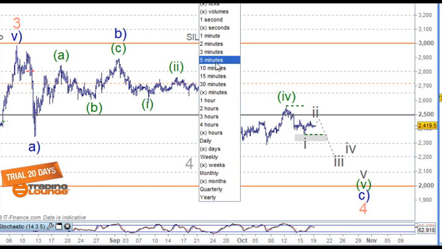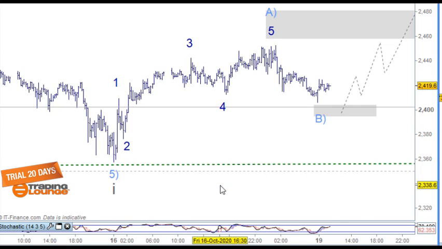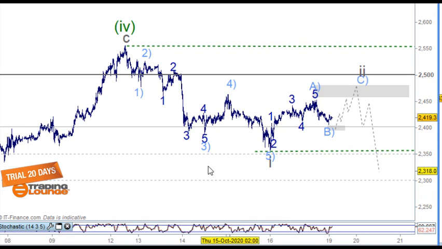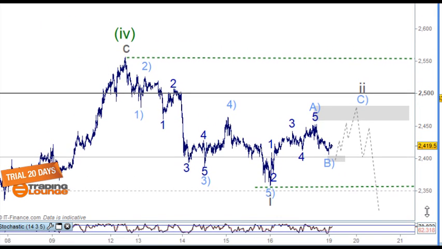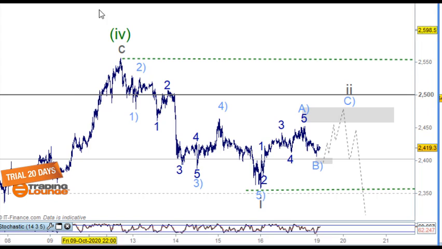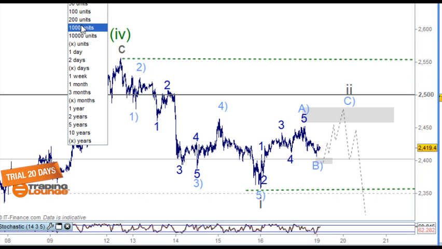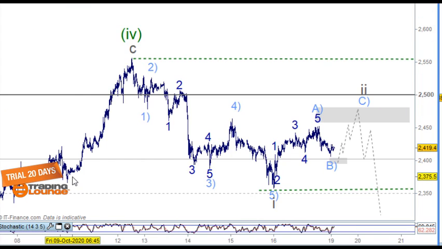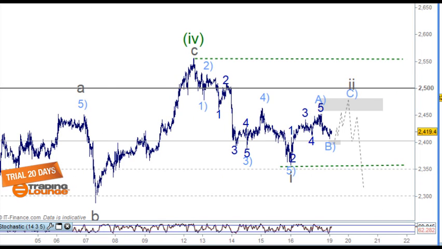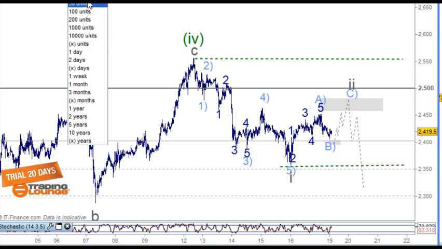I don't have it on the hourly. I think I've got it on the 15-minute on this one. So there's our wave 4 as a reference point. I'll just go back a bit further actually. I'll just show you what I've done here.